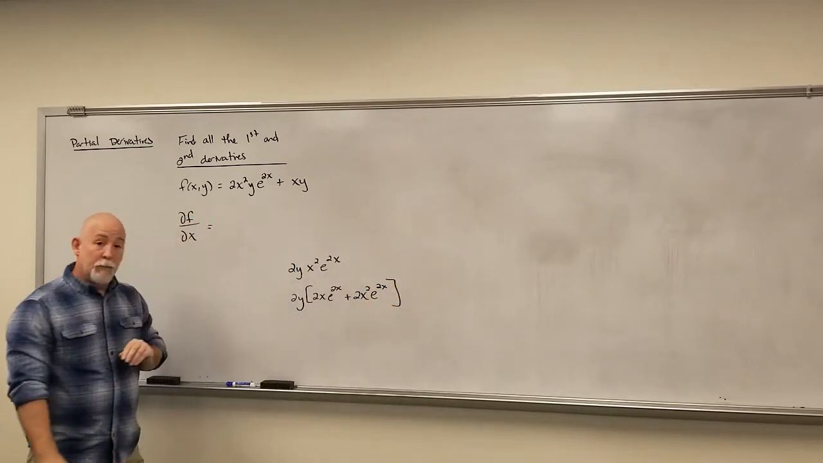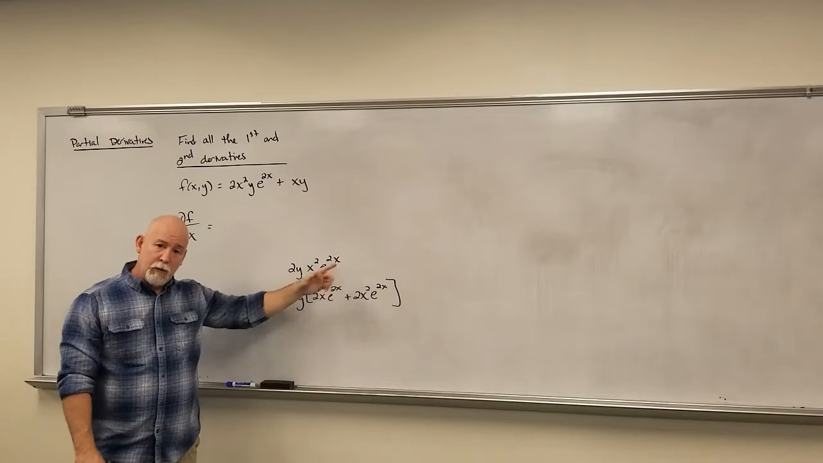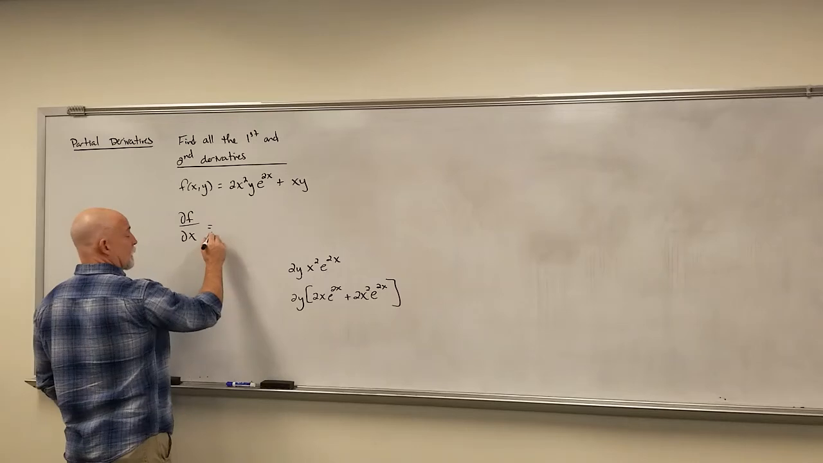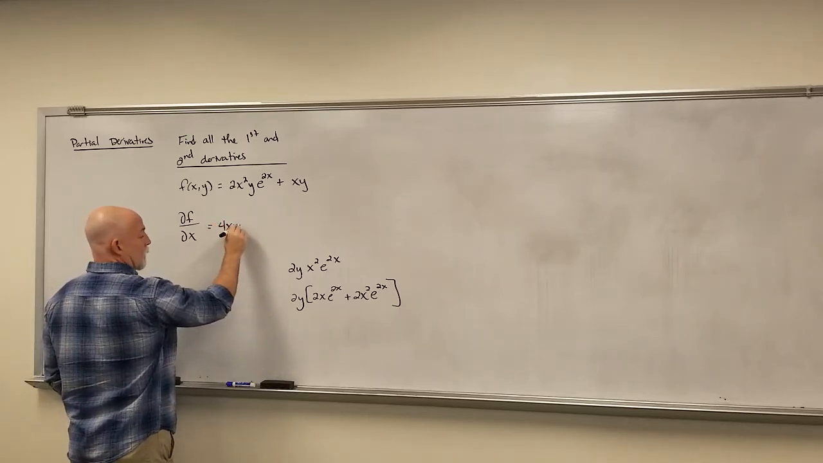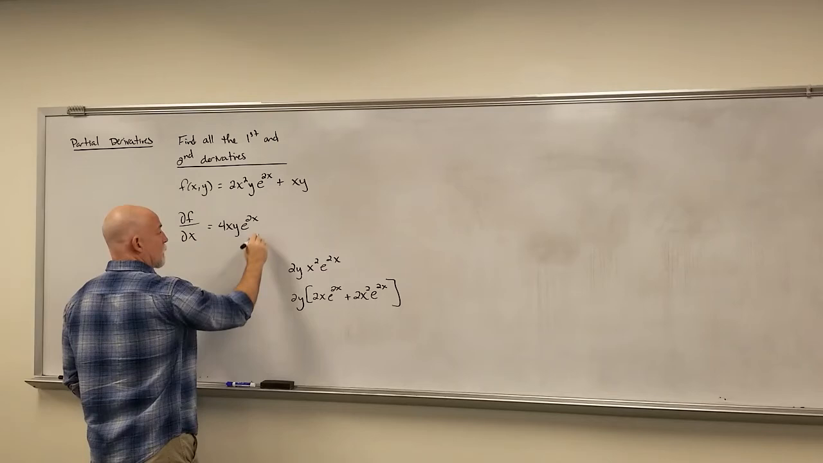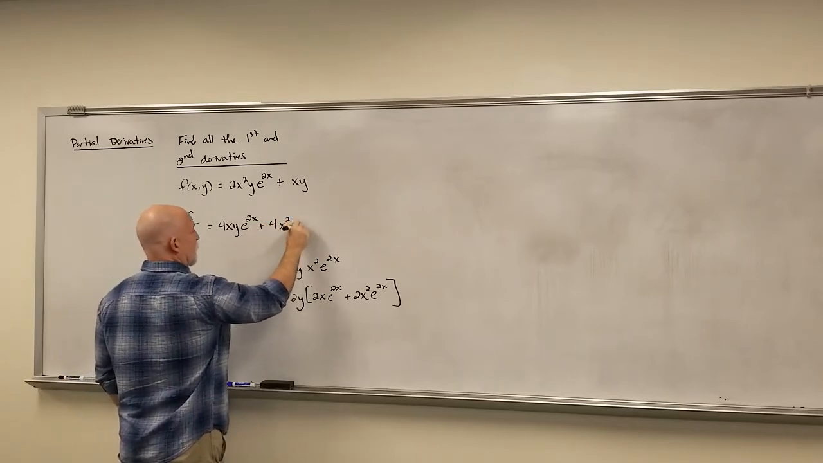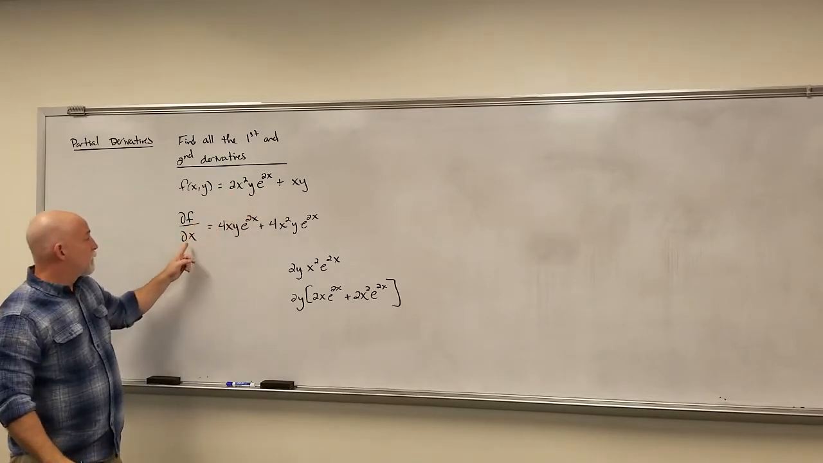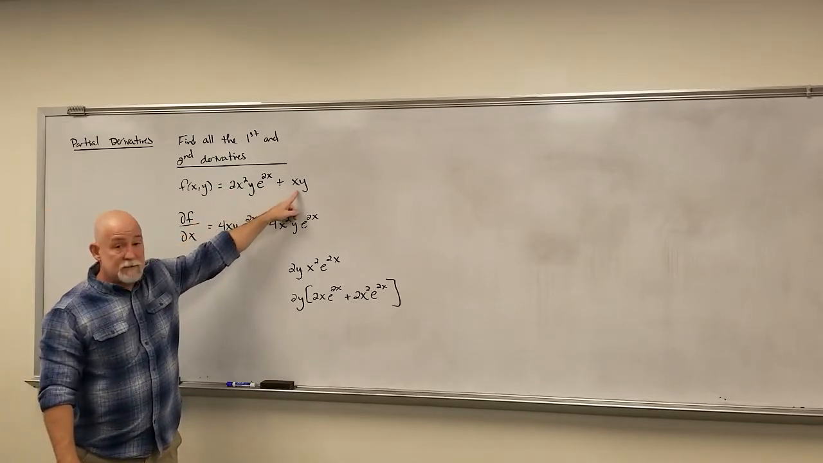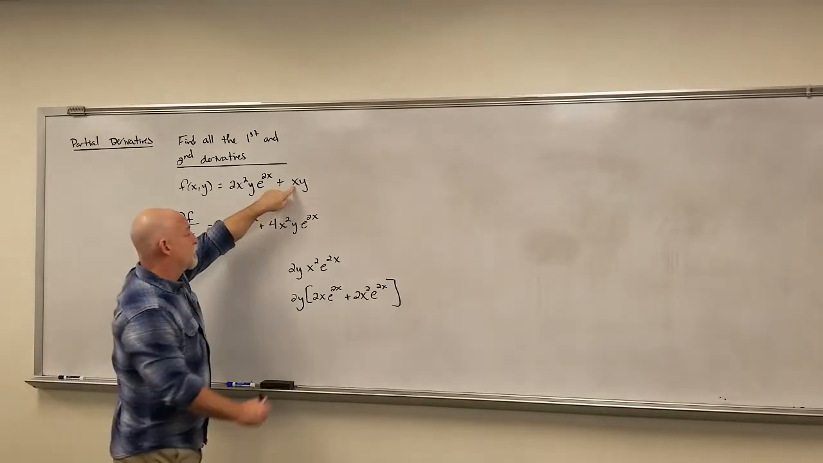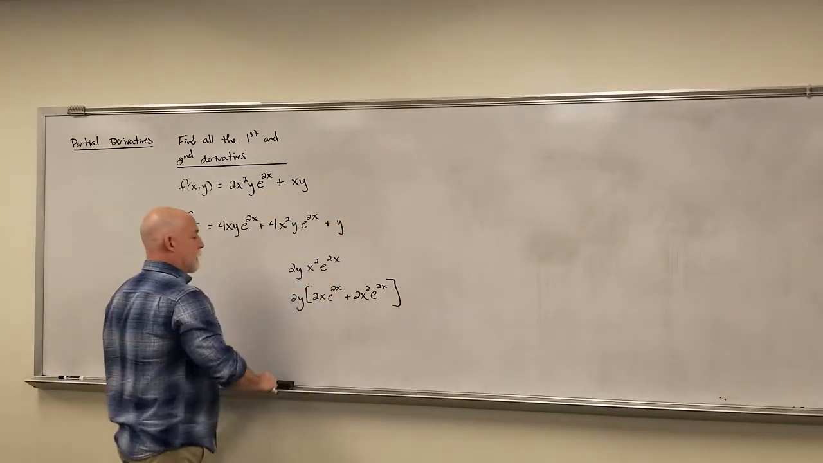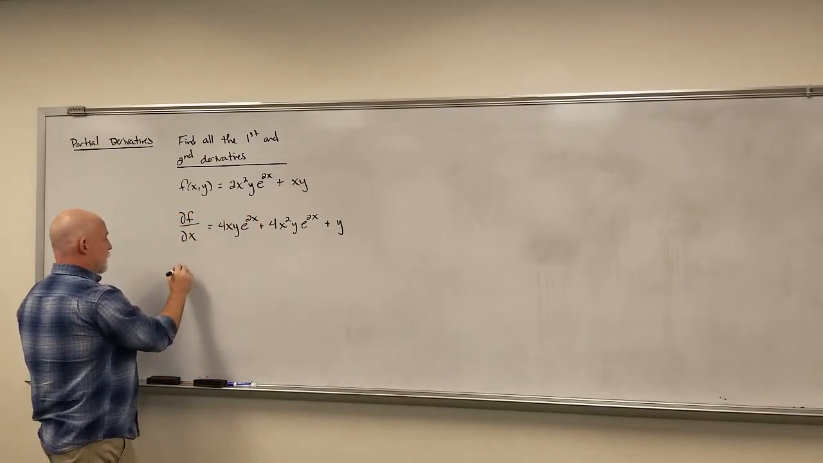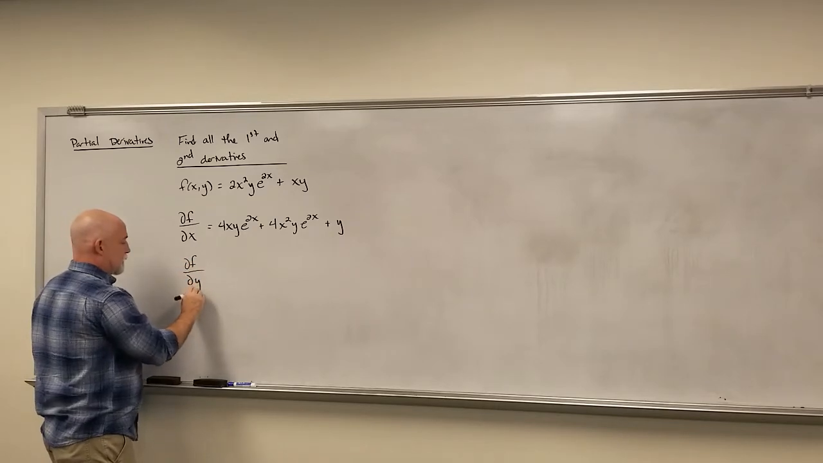So hopefully those are coming a little bit quicker for you now. If you need to write one as u, one as v, and put all the pieces together, go ahead and do that. Now when we distribute that 2y back in, I'm going to get 4xy e to the 2x plus 4x squared y e to the 2x. Okay, so that's the derivative of the first term with respect to x. The derivative of the second term with respect to x, well, the derivative of x is just 1 times y would be y.